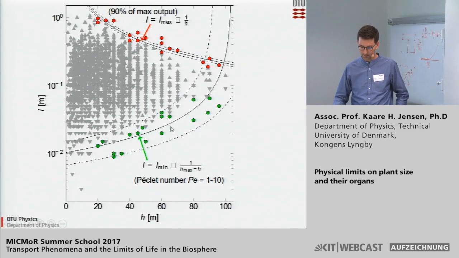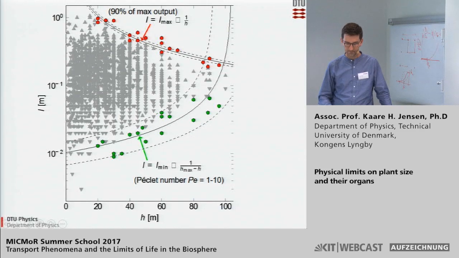This line down here, this range, corresponds to Peclet numbers in the range 1 to 10. So if you are down here like these, I have no good explanation. They should not exist. In principle it's not allowed, but maybe they have tricks. This lower range here is described by, and these two lines nicely converge in the range 100 to 110 meters, which is the size limit to trees that we currently observe on Earth. Okay?